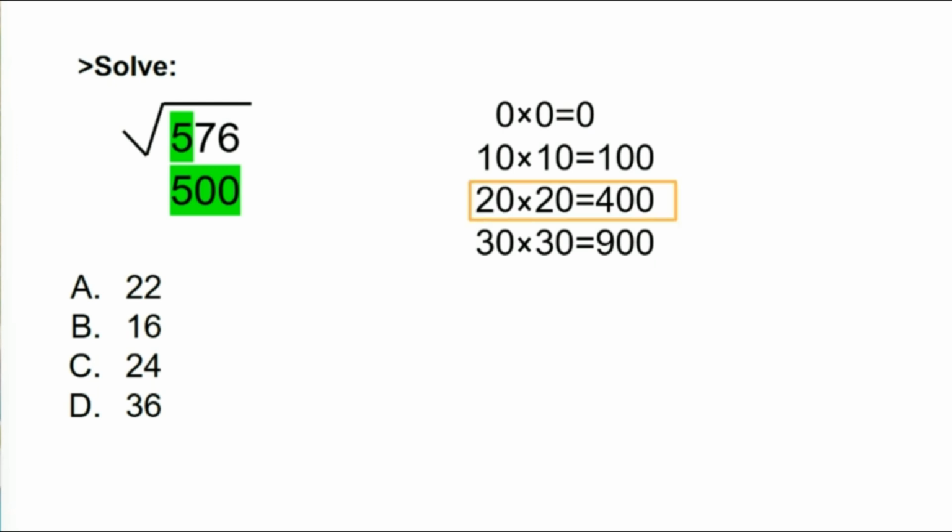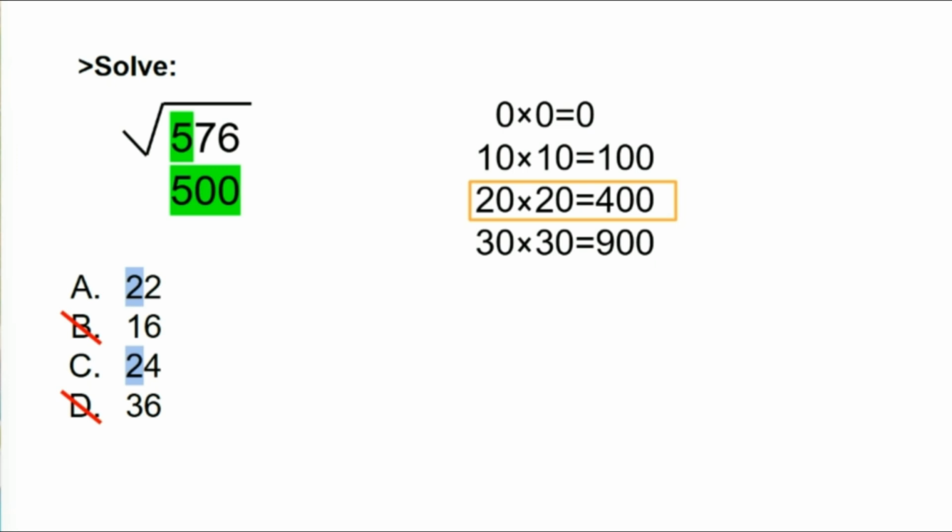And with that information, we know that our answer has to have a 2 in the tens place, because 20 times 20 is 400, and our number is 500, which comes right after. It can't be 30 because 30 times 30 is 900, and anything above 30, for example, 31 times 31, 32 times 32, 33 times 33, and so on, is going to multiply higher than 900. Because of that, we know that our answers can't be B or D because they don't have a 2 in the tens place. So we remain with option A and option C.